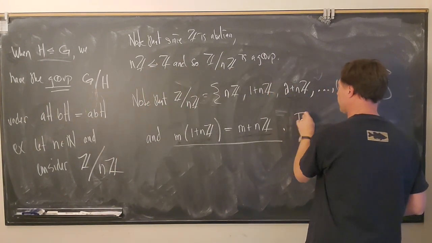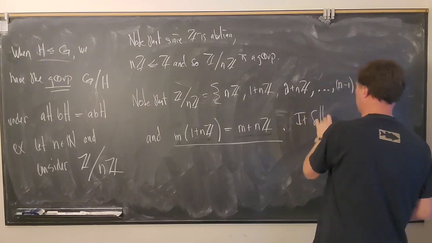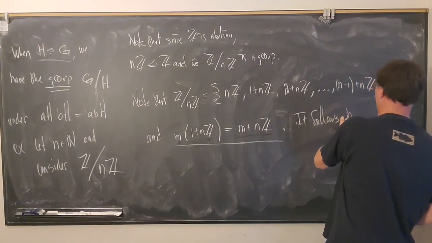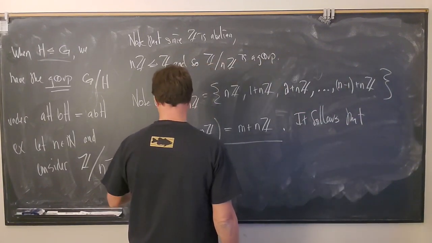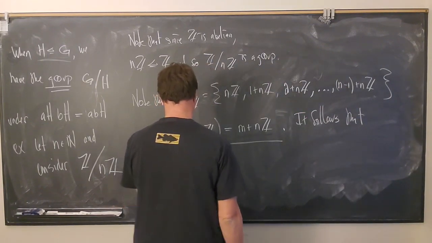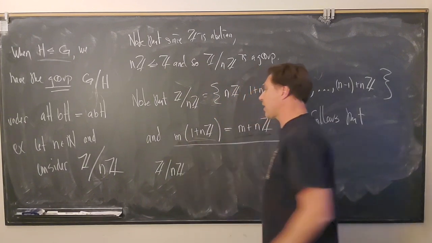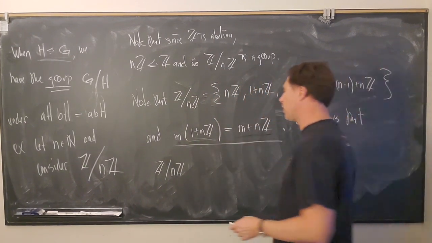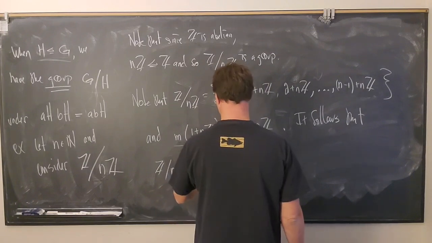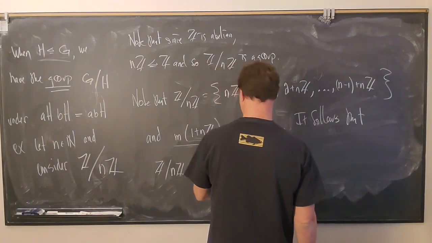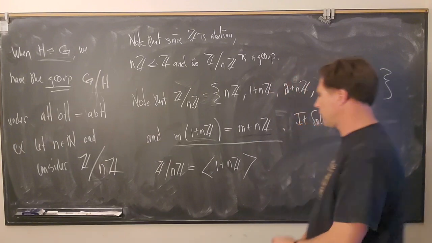It follows that Z mod nZ has a generator. That element right there, 1 plus nZ, is a generator. And so Z mod nZ is a cyclic group. 1 plus nZ is a generator.